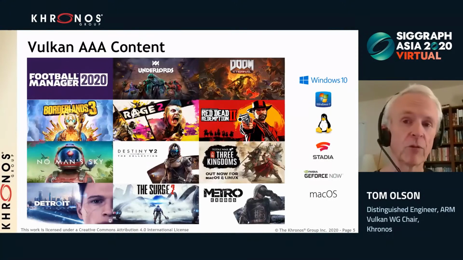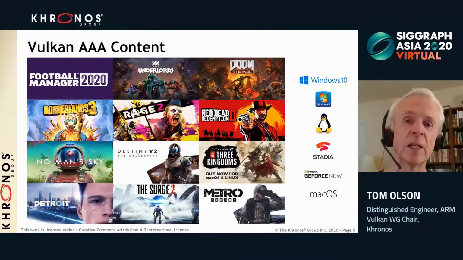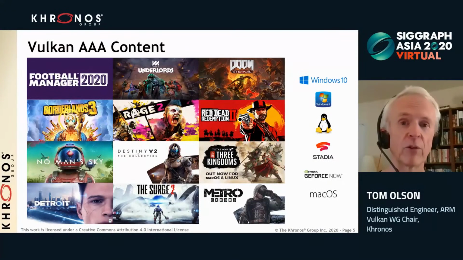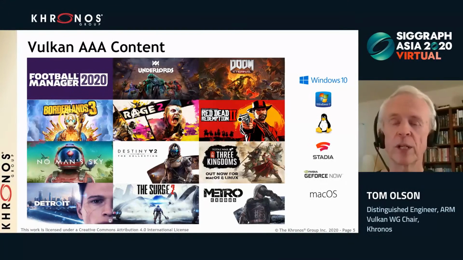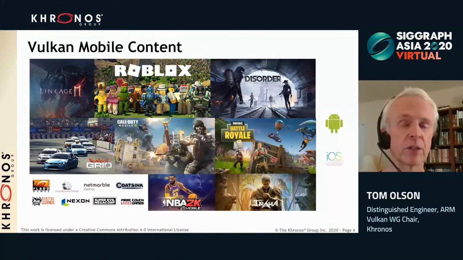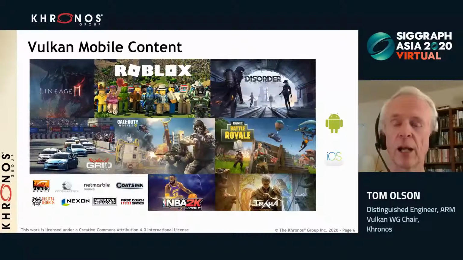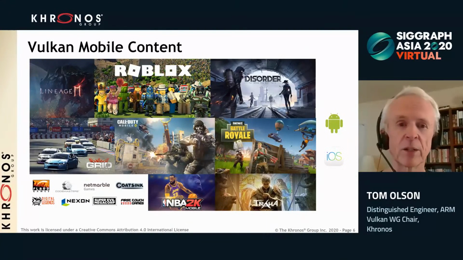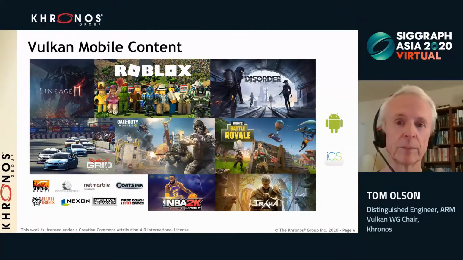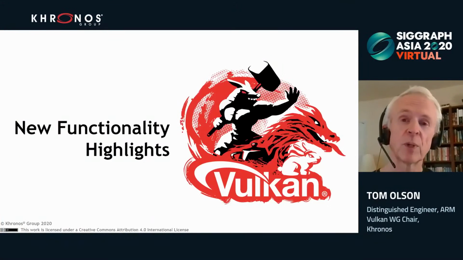Vulkan has been shipping since 2016. It's available now on a wide variety of desktop OSs, platforms, consoles, etc. There's a lot of great AAA content shipping on it. In mobile, Vulkan is available on essentially all high-end premium Android devices, and there's great content shipping there as well. So that's what Vulkan is.